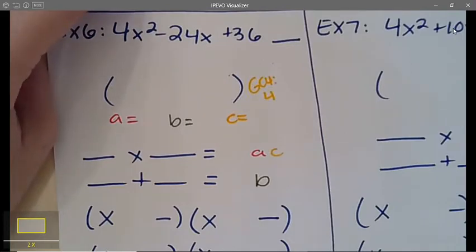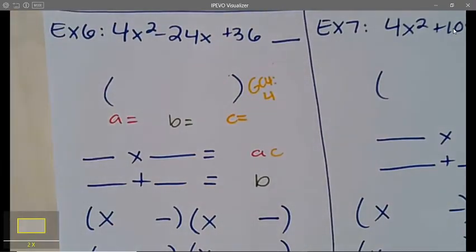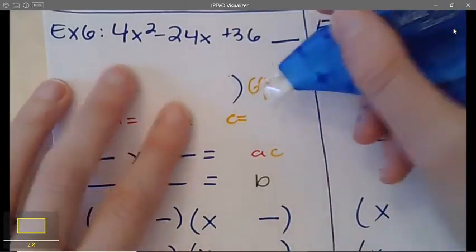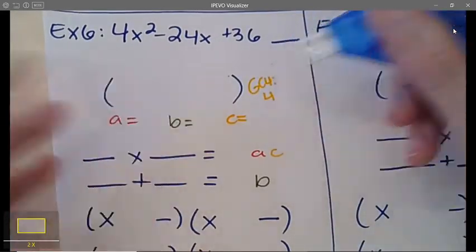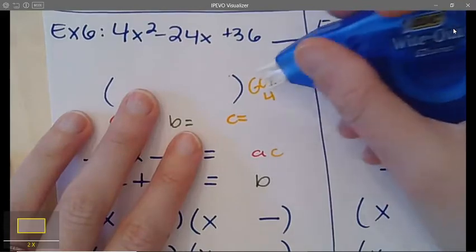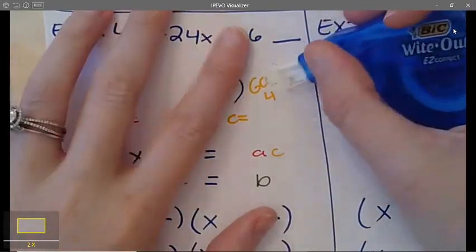Okay, that says, oh, well, I don't even know what I'm writing. Sorry, guys. I'm having a moment right now. GCF, not GC. I wrote GC4 because the GCF is 4, but, you know. Sorry, that was kind of embarrassing.